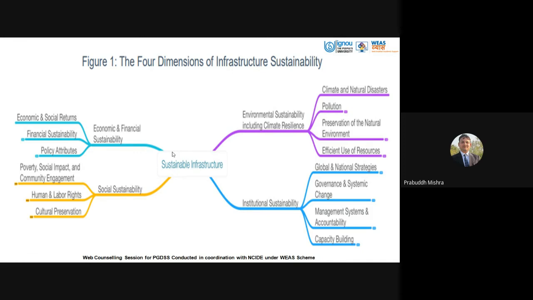Next is environmental sustainability and climate resilience. I have talked a lot about this. I have talked about disaster. Pollution is one issue. Those who are living in northern India can see what happens during the winters after Diwali. The AQI, the PM level and SPM, suspended particulate matter, is very high, which is unhealthy, which is not good for our health.